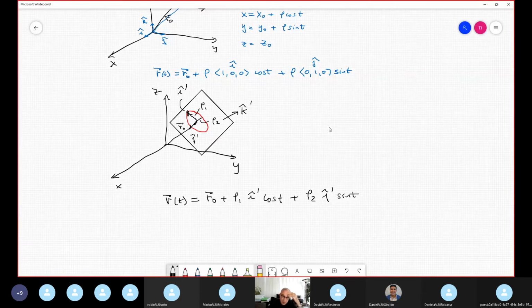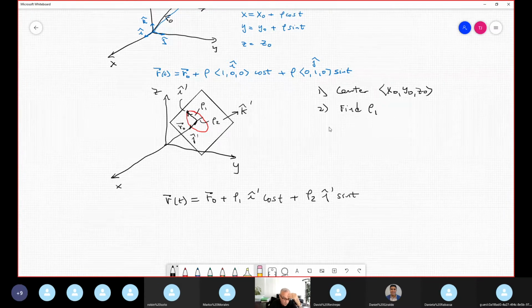So for example, number one, you have the center. The center is given or you find it, which is x null, y null, z null. Number two, you find rho 1. Rho 1 is that distance. There are many ways to do it. You travel onto the ellipse. I want to explain another thing in a few seconds, which is the curvature. And the curvature is maximum. So you determine rho 1 and rho 2.